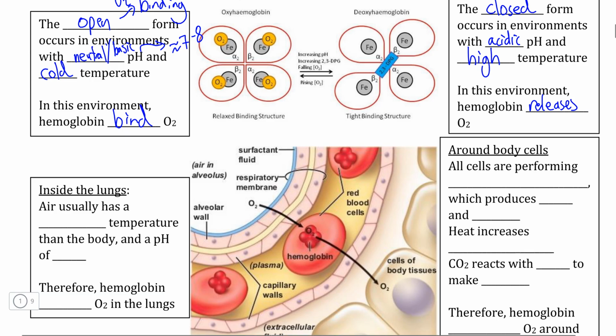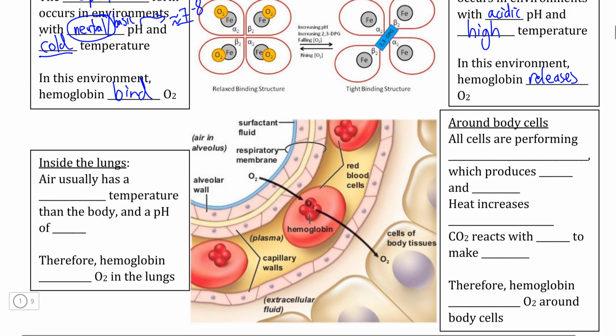Now, the environment that has a relatively neutral pH, or a pH at least that is close to 7, with a temperature that on average is lower than body temperature, is actually inside the lungs. Now, because human body temperature, let's make a note of that here, is approximately 37 degrees Celsius, which is actually quite high.